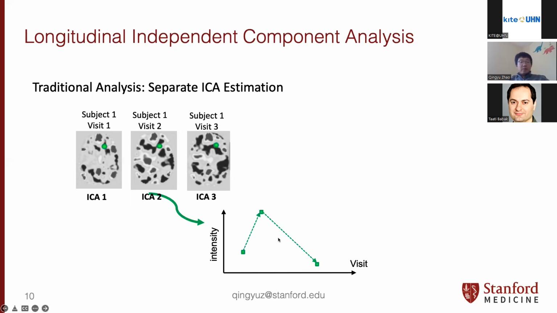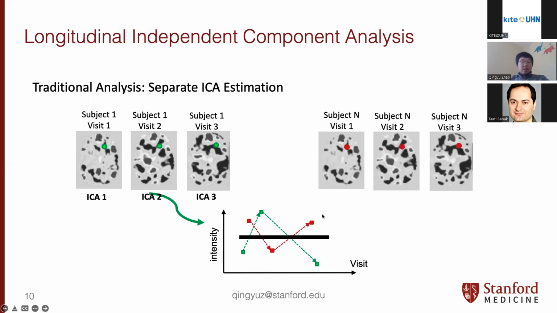For example, if you look at a specific voxel, its connectivity strengths may be really noisy, exhibiting a really large variation in this trajectory. And so if you now put together all the individual trajectories, it's almost impossible to do a group level inference because you just have a lot of uncertainty in your data.